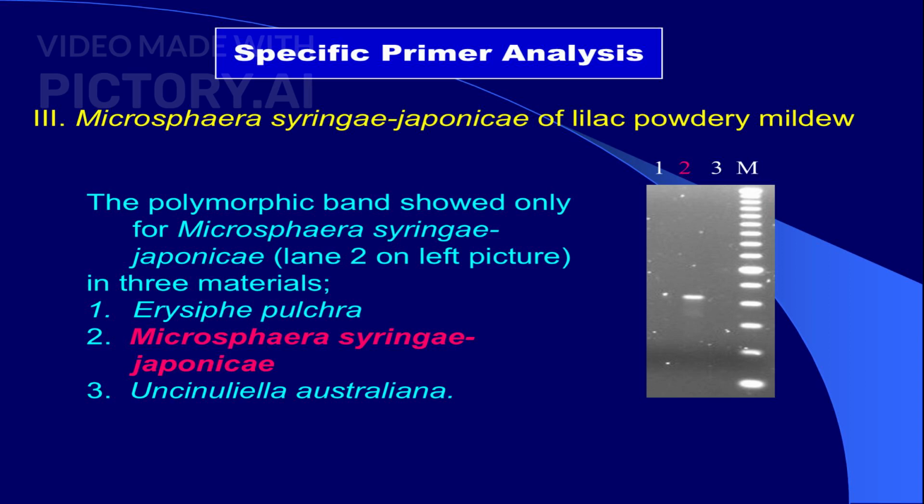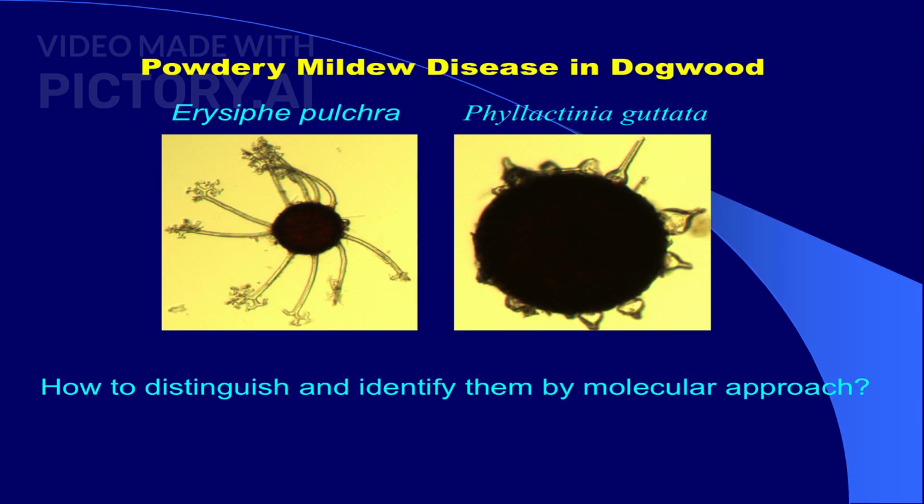Microsphaera syringae japonicae is identified through specific primer analysis, with polymorphic bands confirming its presence in lilac powdery mildew alongside other pathogens. Distinguishing and identifying powdery mildew pathogens in dogwood, such as Erysiphe pulchra and Phyllactinia guttata, requires molecular approaches to ensure accurate detection and treatment.